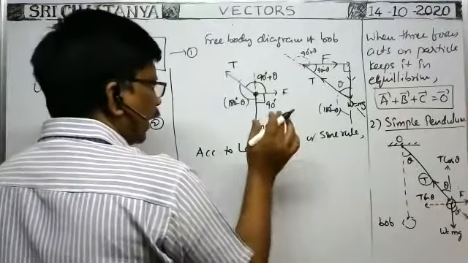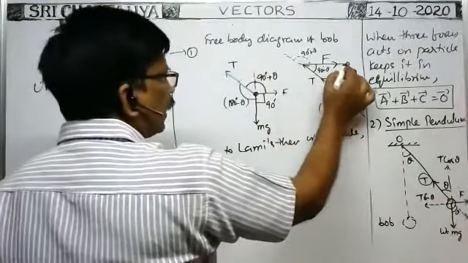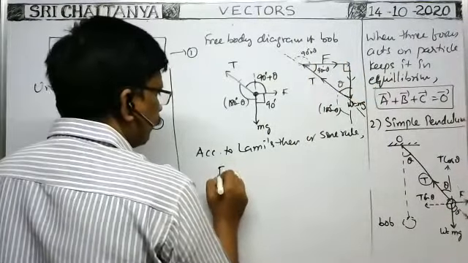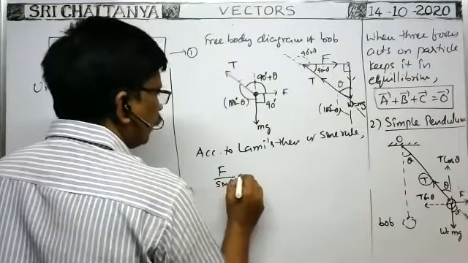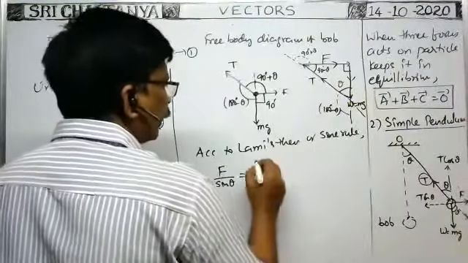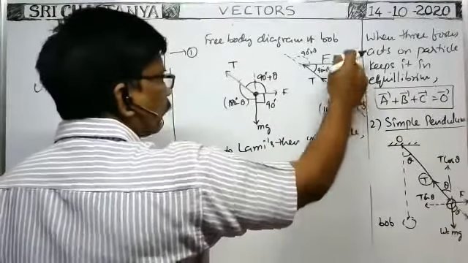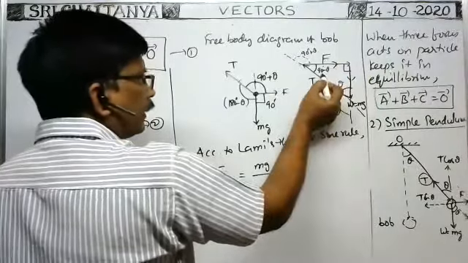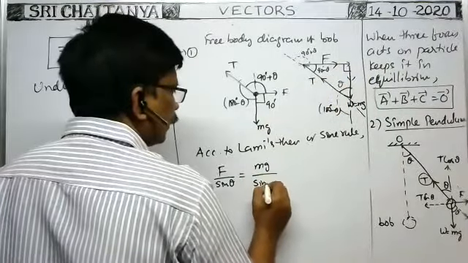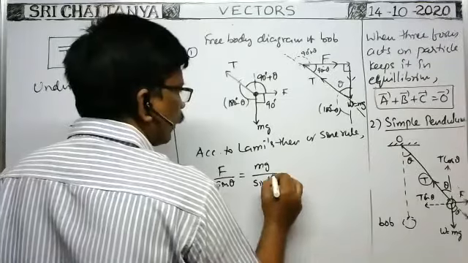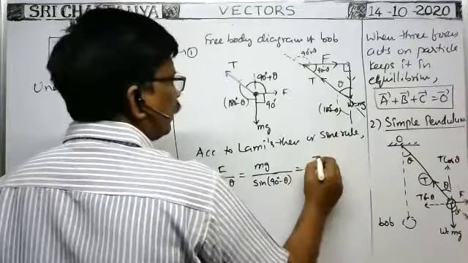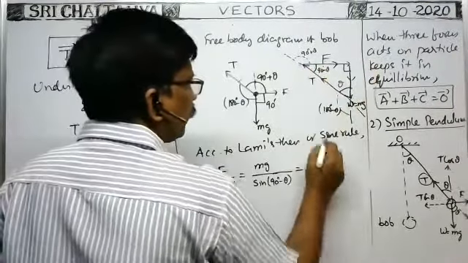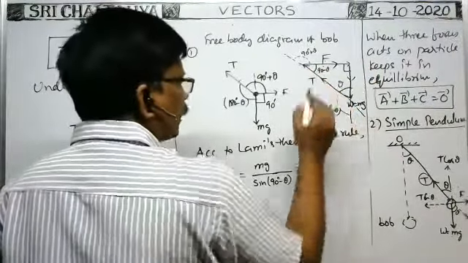Sorry, Lami's theorem. According to Lami's theorem, this side is F. F by sine of opposite angle theta, sin theta. So F by sin theta, we can write, is equal to, you take this side. This side is equal to weight mg. Mg by sine of opposite angle. On this side, opposite angle is 90 minus theta. That's why sine 90 minus theta is equal to, here it is tension T by sine of opposite angle means sine 90. Because for this side, opposite angle is this one. So sine 90.